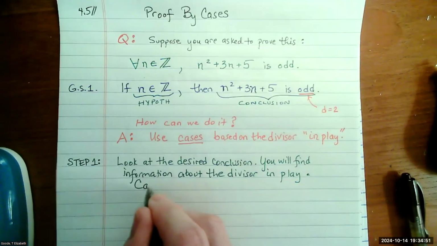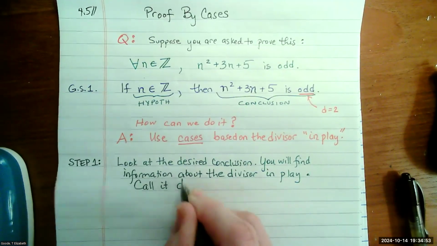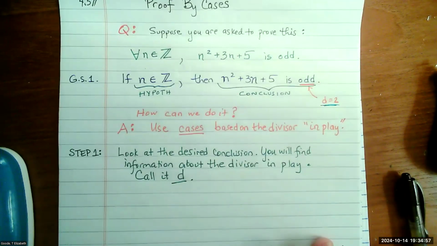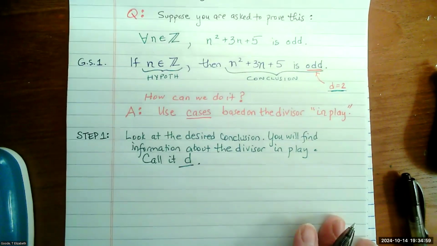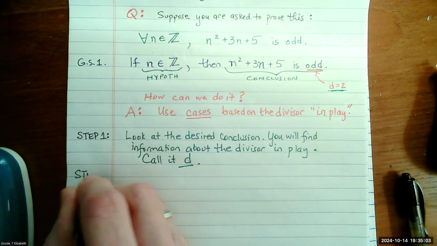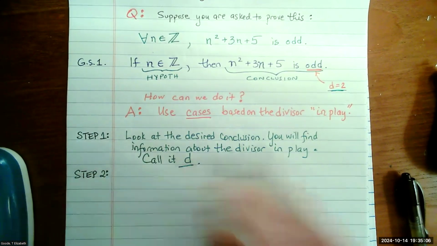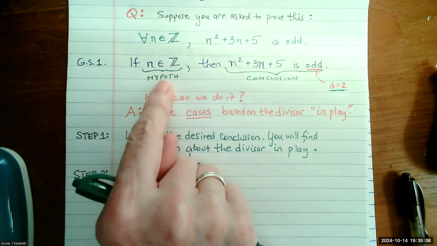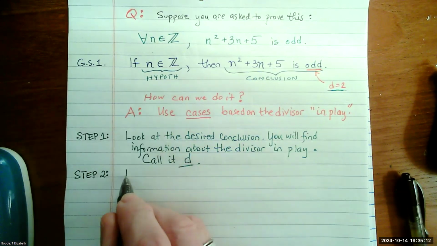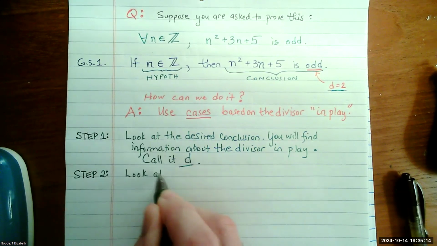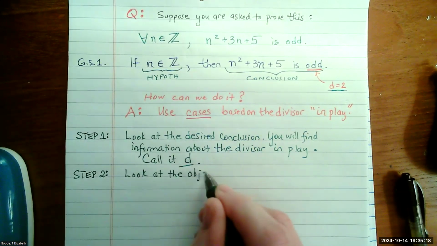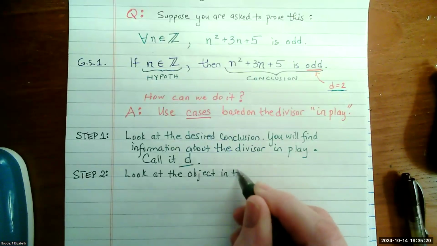Call it D. All right. So once we figure out what the divisor is, that's step 1. Now, step 2, we got to figure out how to implement the cases. For step 2, you look at the object in the hypothesis. It's always going to be an integer. So for step 2, look at the object. In this case, it's n, in the hypothesis.